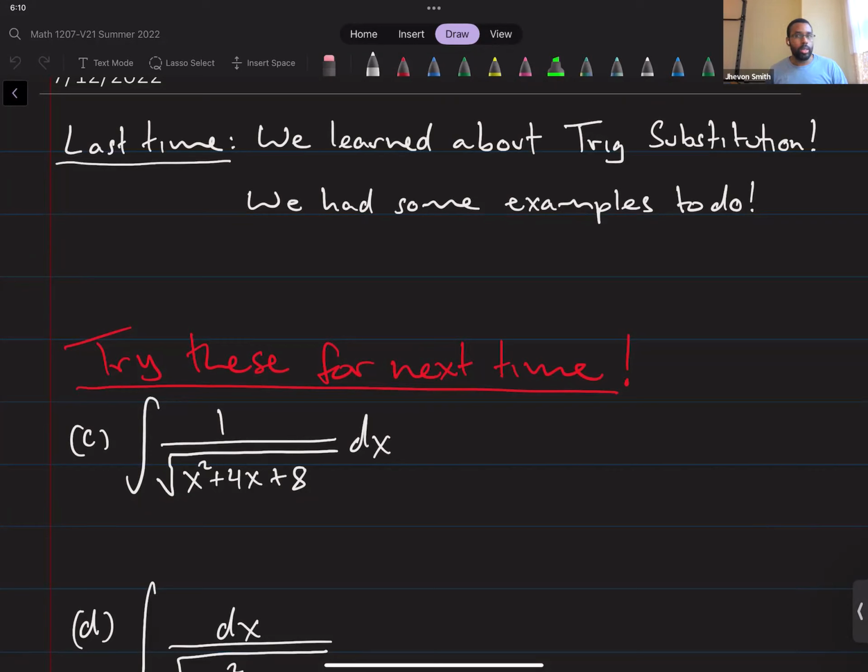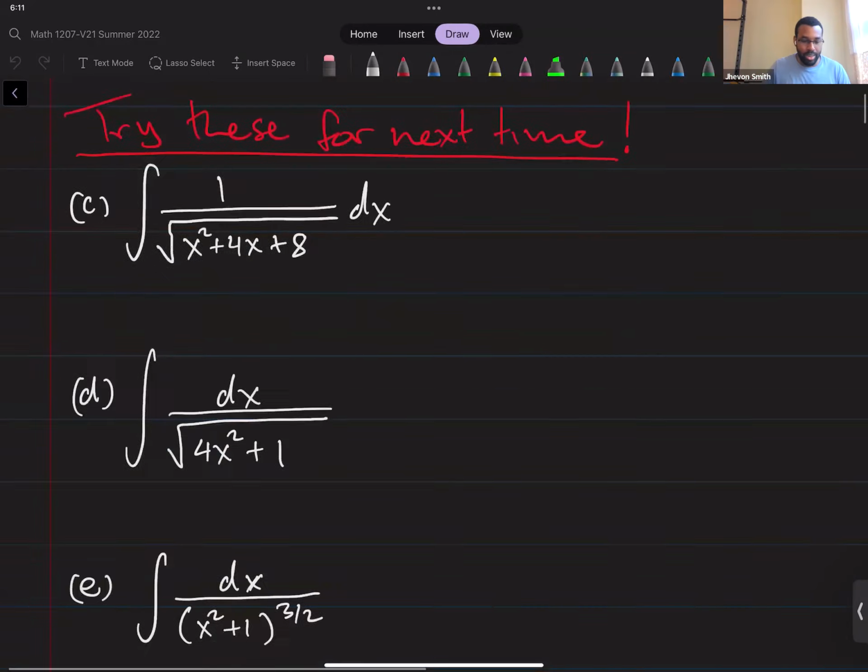That's probably all we would get through today, because not only do I have to teach you this new technique, I like giving you lots of examples, because integration, as I'm sure you're all aware now, is messy. It's not as straightforward as differentiation. So I like giving a lot of examples here.